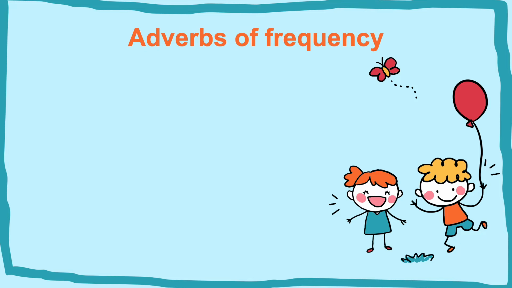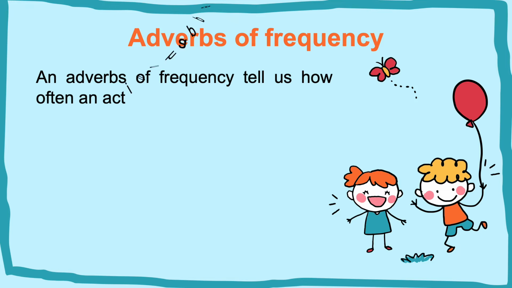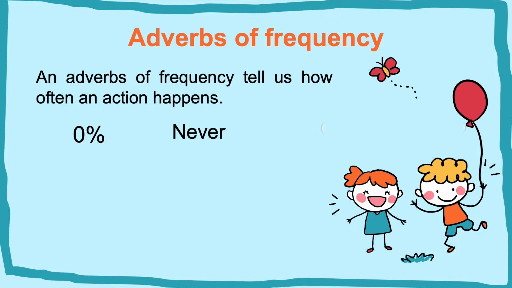Adverbs of frequency. What are adverbs of frequency? An adverb of frequency tells us how often an action happens. We have 0%. When it is 0%, it means never. Now use never in a sentence. He is never late for class.